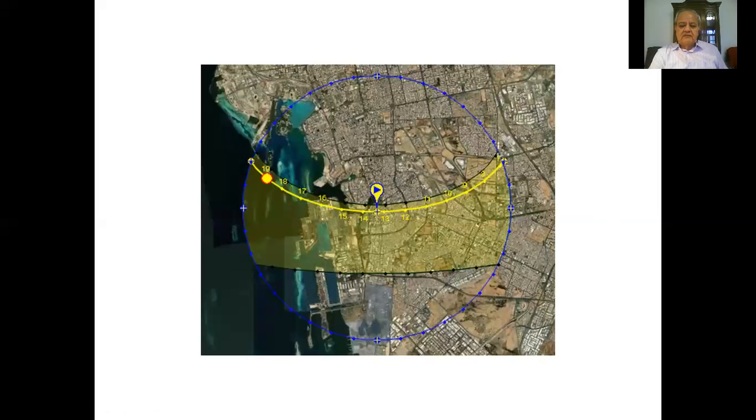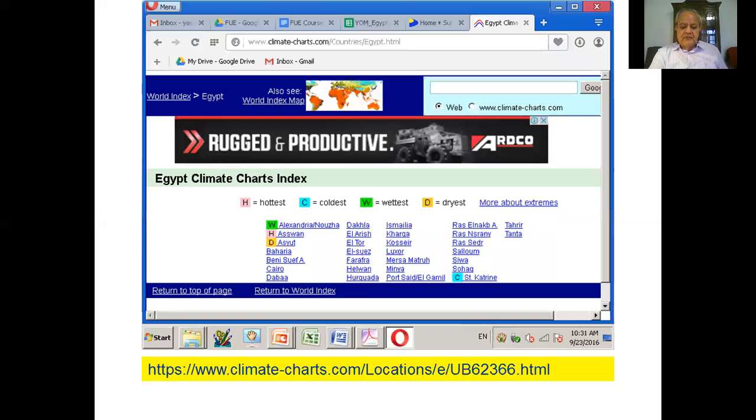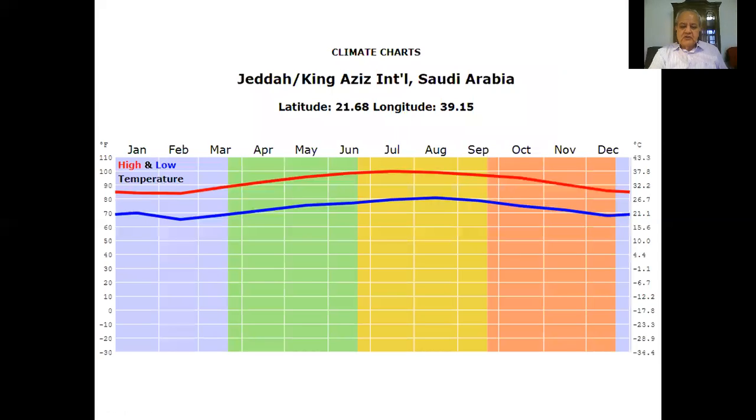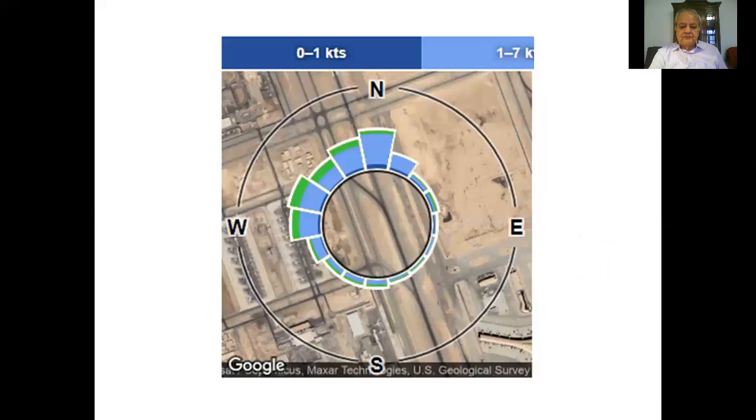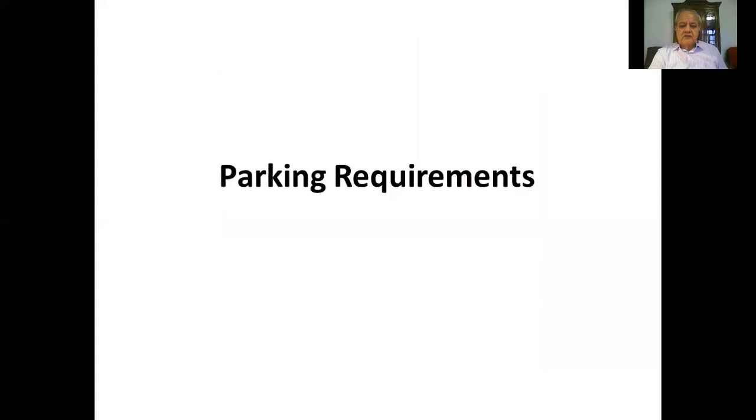You can have it at different scales on the map. There are also climatic charts that are available online that provide you with information about the daylight, the temperatures, the wind roses, directions, and all this.